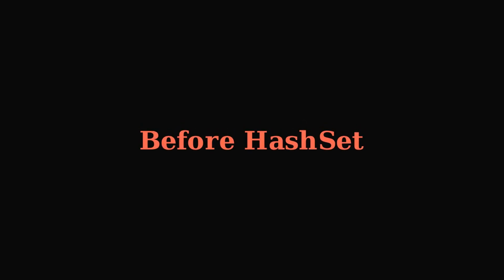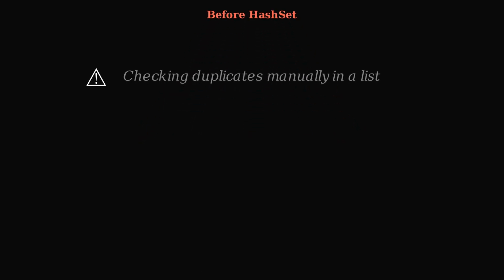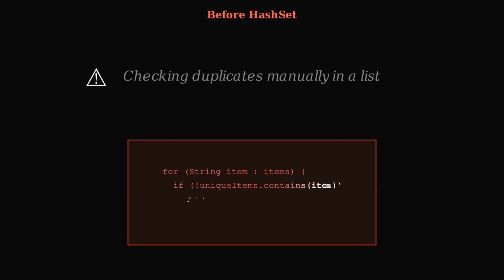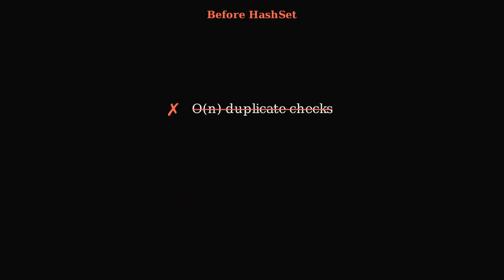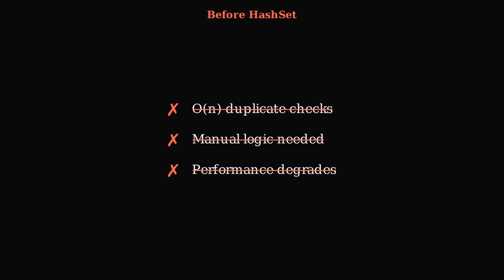So what happens without HashSet? Checking duplicates manually in a list. Look at how messy the code gets. O(n) duplicate checks. Manual logic needed. Performance degrades. There has to be a better way.